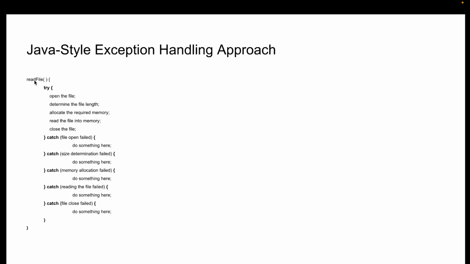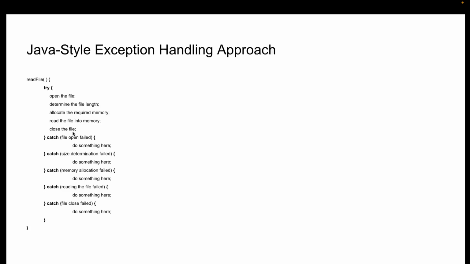See, we have a read file method, which is basically trying to read the contents of a file. In a file you have some text written, and you are trying to read through the file. These are the steps to read through the file. The user feels that there can be a scenario where you might encounter some error while reading the file. There are 5 steps: open the file, determine the file length, allocate the required memory, read the file into memory, close the file.